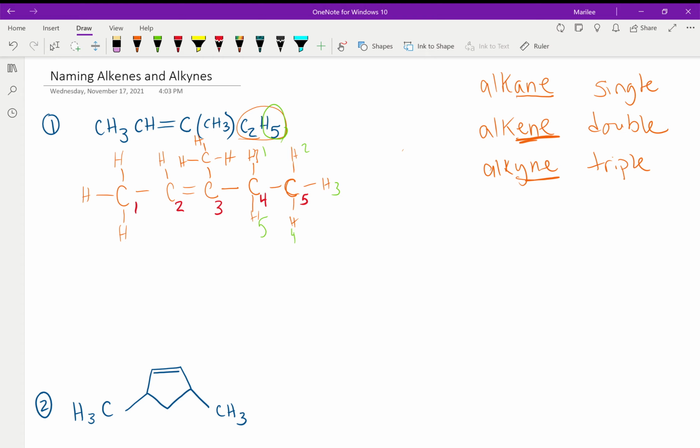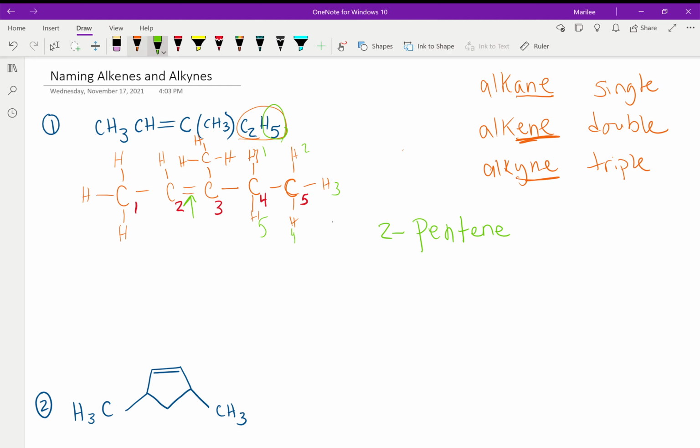So now, what do we have here? We have a 5-carbon chain, so 5 carbons is pent, right? We have this double bond present, so our pent will end in -ene. So this is just saying that we have a 5-carbon chain with a double bond. And where is our double bond? It's right after the 2nd carbon, so that's why we would put a 2 in front. So we have a 2-pentene.